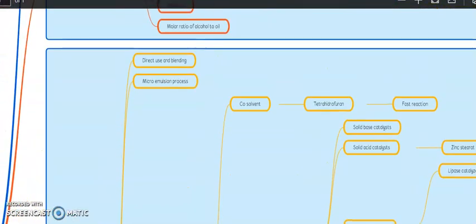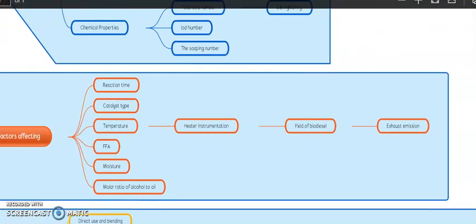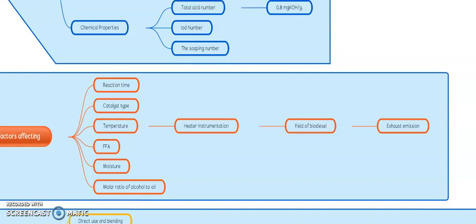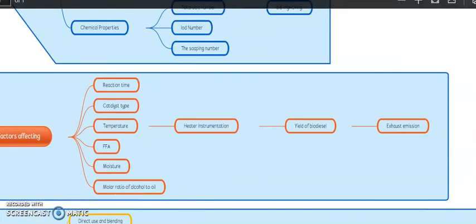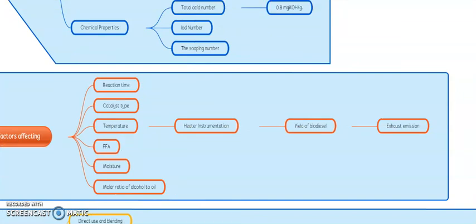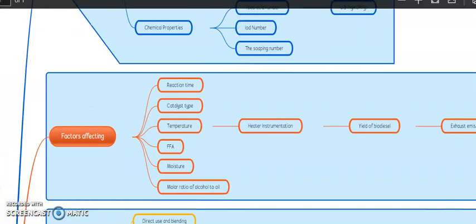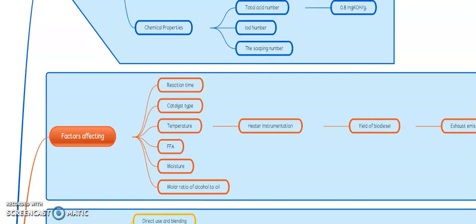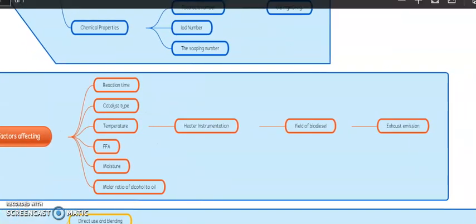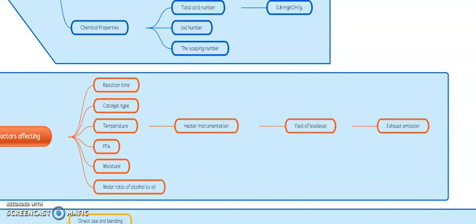And then the factors affecting biodiesel, like reaction time, catalyst type, temperature, free fatty acid, moisture, molar ratio of alcohol to oil, and the heater instrumentation, affect the yield of biodiesel. And I already explained that biodiesel is used in the diesel engine, so the emission will be reduced, I mean, for reducing the gas CO or HC.